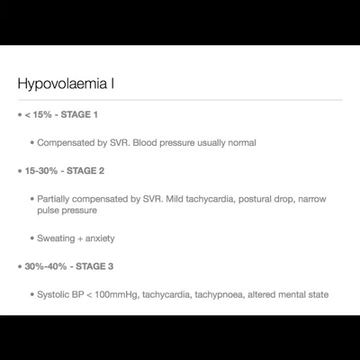In stage 3 hypovolemic shock, where between 30 and 40% of the blood volume has been lost, systolic blood pressure will fall below 100 millimeters of mercury, and the classic signs will be present. Therefore, a pulse greater than 120, tachypnea greater than 30, and an altered mental state.